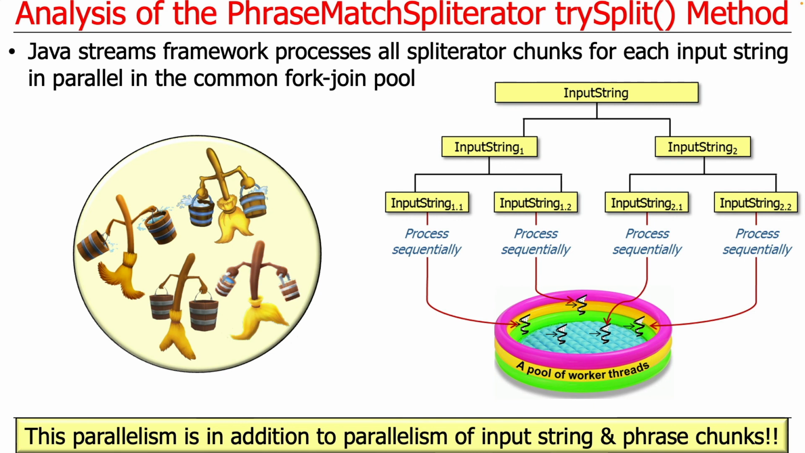So what then happens is we're splitting the original input string up into chunks, substrings. We're then going to have those things get handed off to the common fork join pool, and then that will go ahead and run those searches in parallel, while also searching for phrases in parallel, while also searching each input string in parallel. So now we've got parallelism galore.